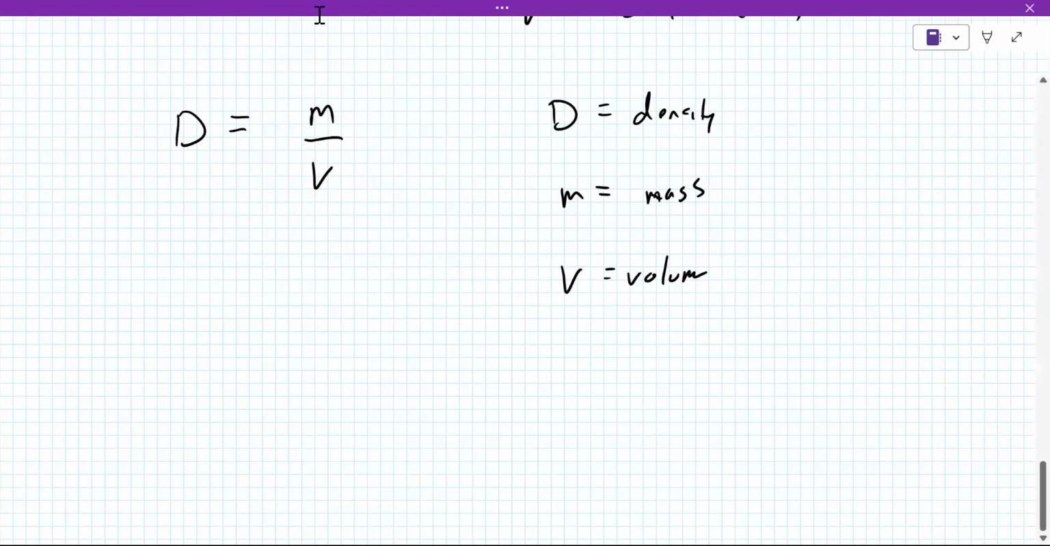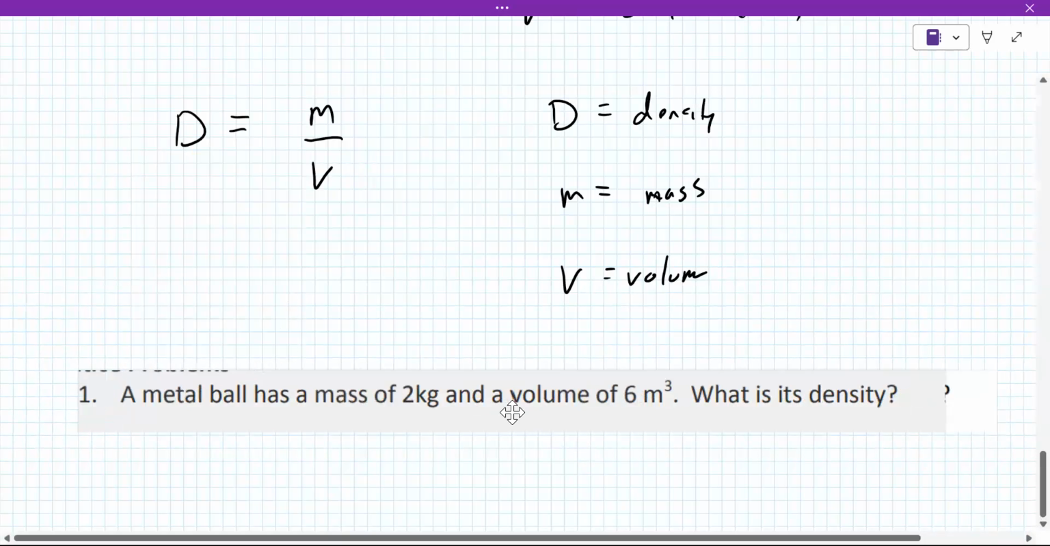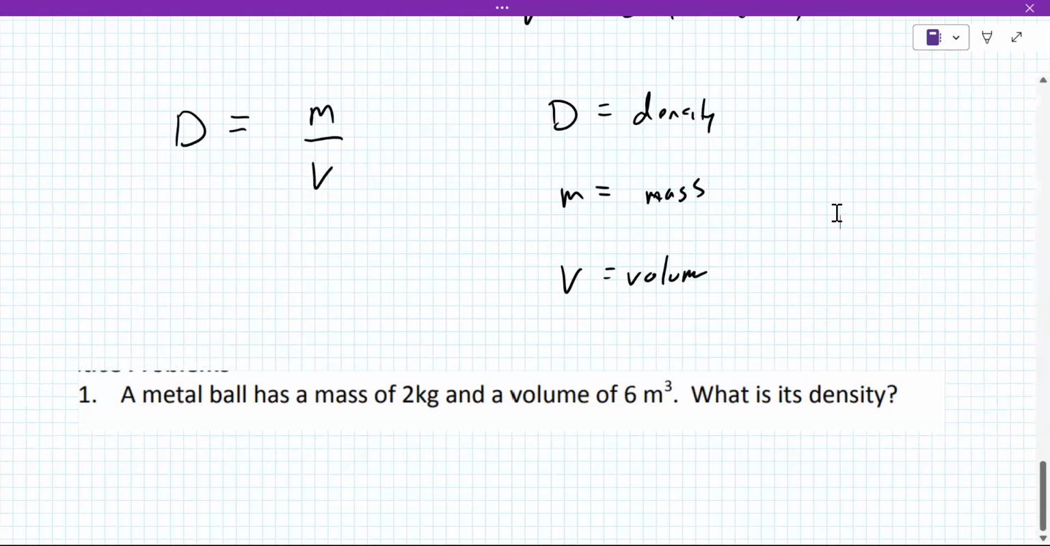Okay, we're going to look at a problem here. With this problem in particular, you just have to identify whether it's giving you D, M, or V. So let's take a look at it. We'll read it together. It says a metal ball has a mass of 2 kilograms and a volume of 6 meters cubed. Which of the three are they giving you? Are they giving you density, mass, or volume? Mass or volume.